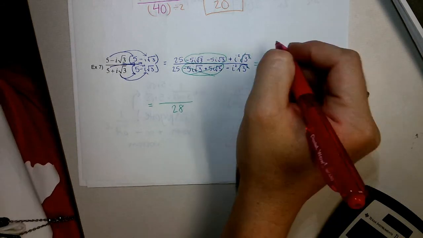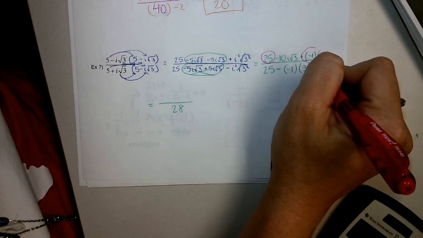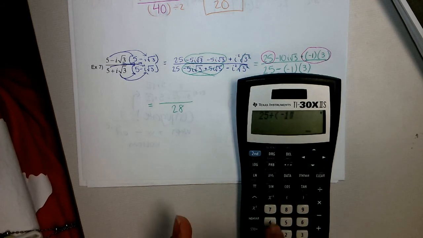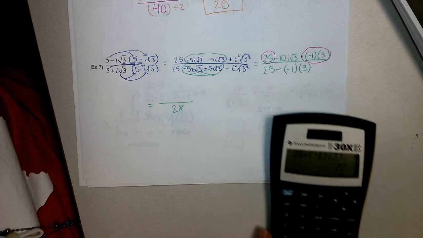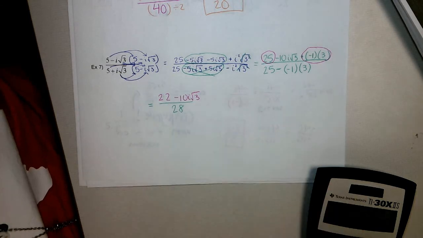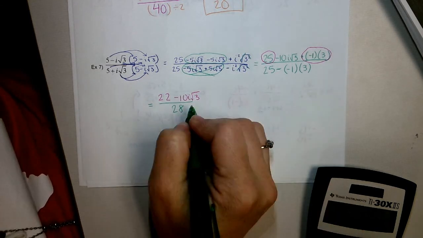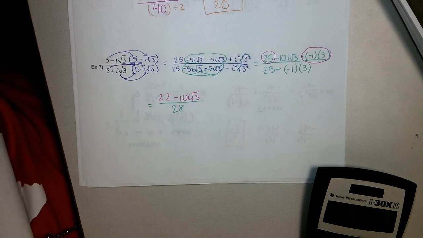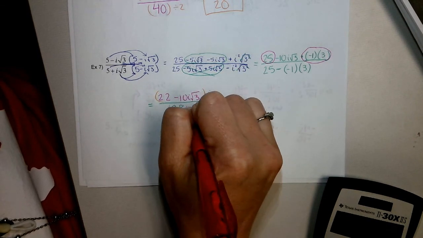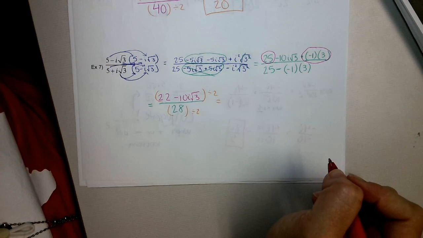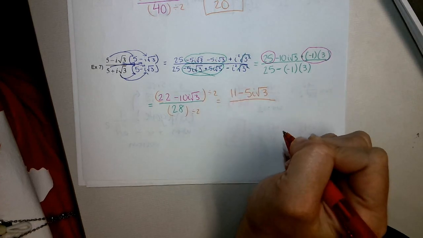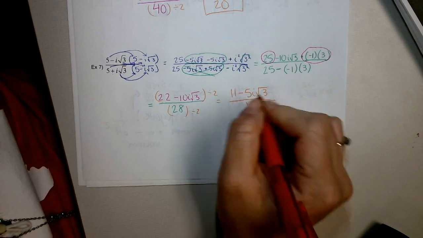So now we pay attention to our like terms. So I'm going to type that in my calculator. 25 plus, parentheses, negative 1 times 3, which gives me 22. Does this simplify? Yeah, I can divide everything again by 2. And I get what? 11 minus 5i square root 3 over 14.